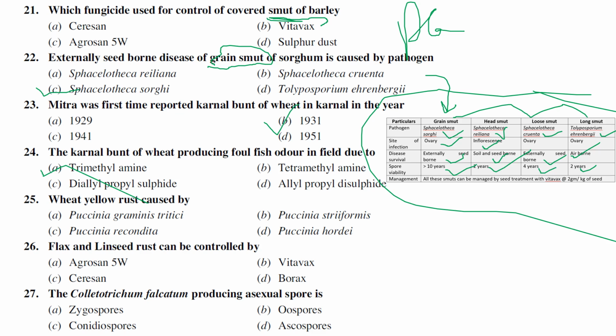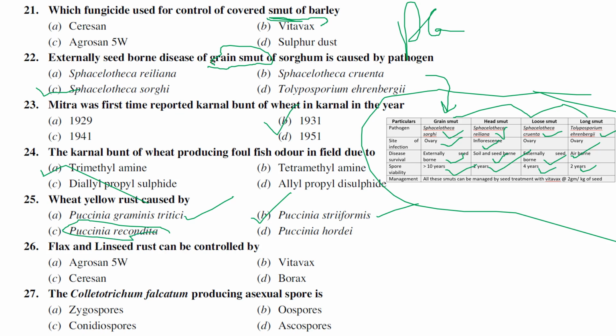So the next one is wheat yellow rust, which is caused by Puccinia graminis tritici, Puccinia striiformis, or Puccinia recondita. Generally, yellow rust is Puccinia striiformis. Black rust, or stem rust, is Puccinia graminis tritici. Yellow rust means Puccinia striiformis. Brown rust or leaf rust means Puccinia recondita.